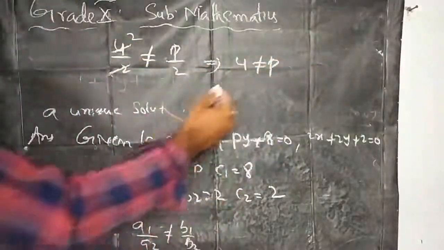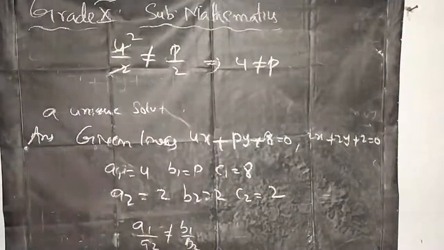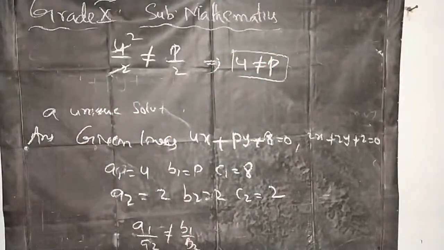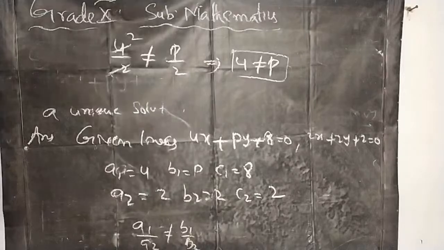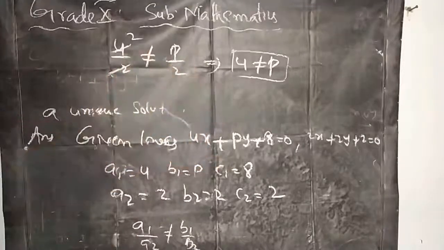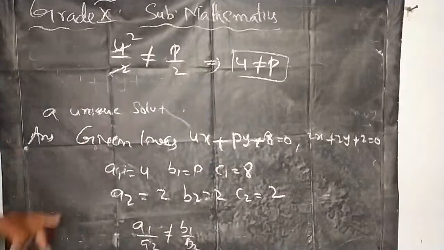This means except for p equal to 4, all the remaining values will satisfy the equations. So p is not equal to 4 will be the value. This is the manner in which we need to find it from the examination point of view. These two questions I asked are important.